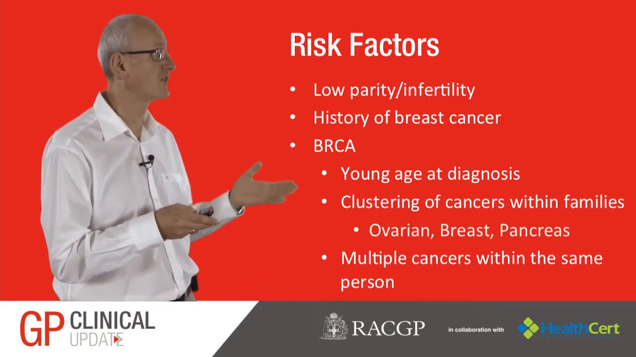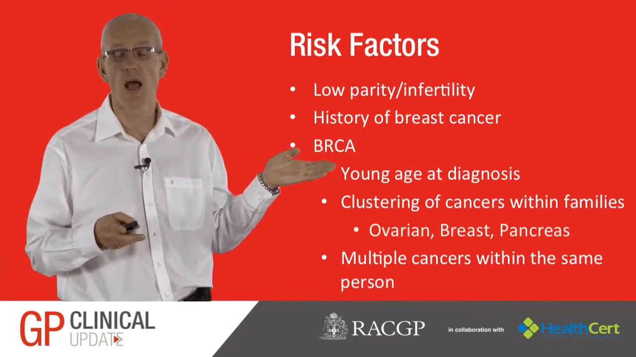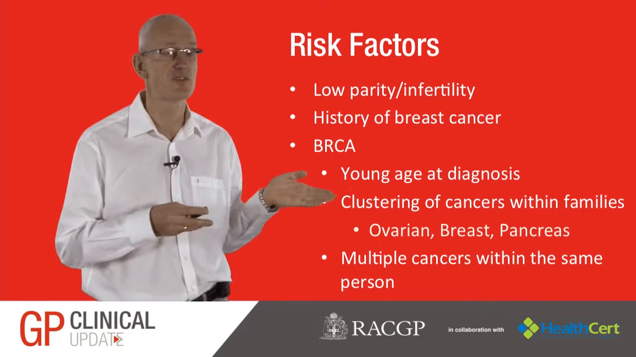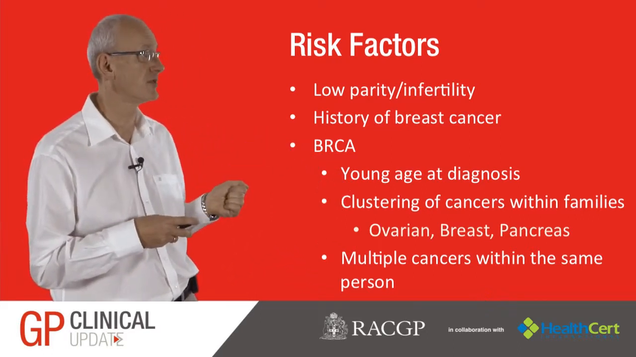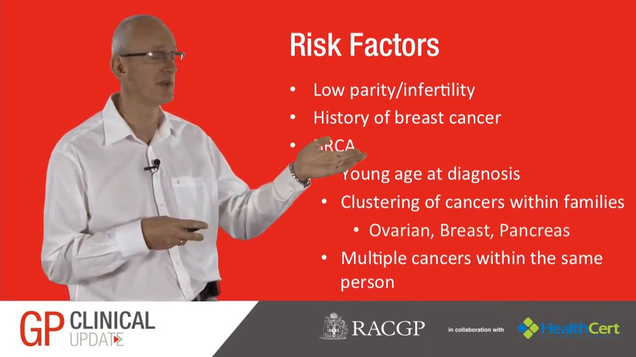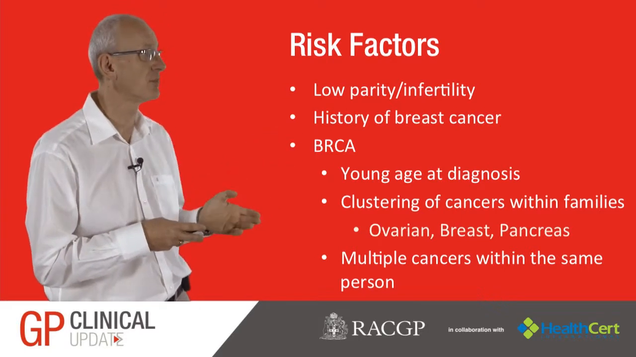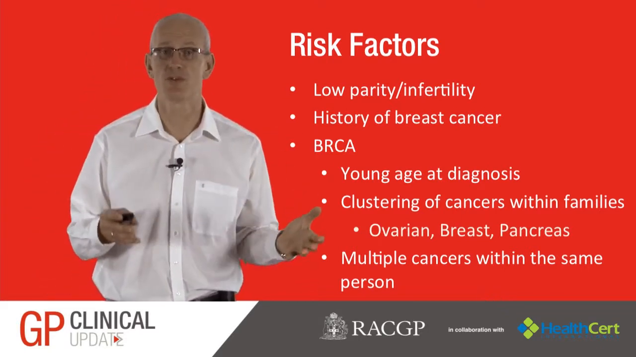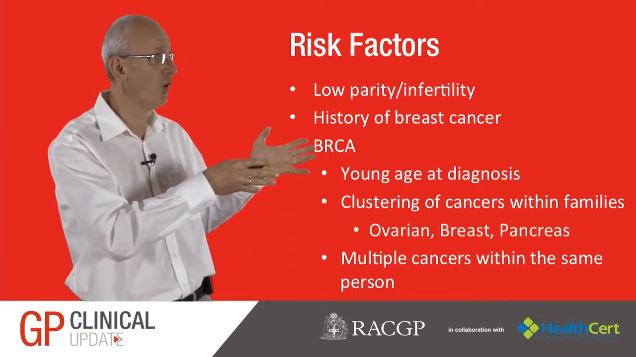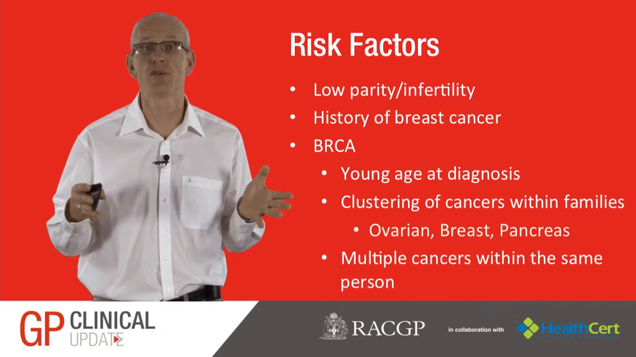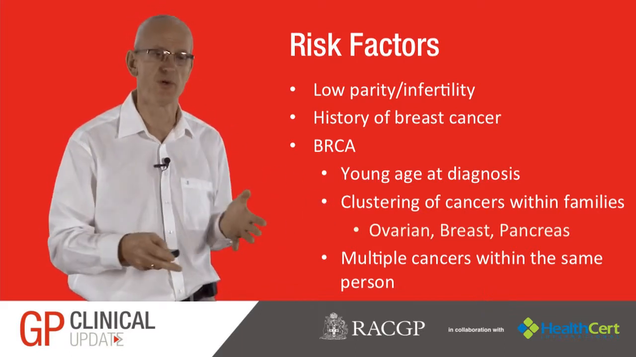What are the hallmarks? The hallmarks are young age at diagnosis. We see breast and ovarian cancer patients diagnosed in their 30s. Clustering of cancers within families, and we're talking about ovarian, breast and pancreas cancer. But we also see multiple cancers within the same person. So what I'm saying to you is, if you diagnose any of the hallmarks, please be aware of the possibility of BRCA mutation and refer to clinical genetics.